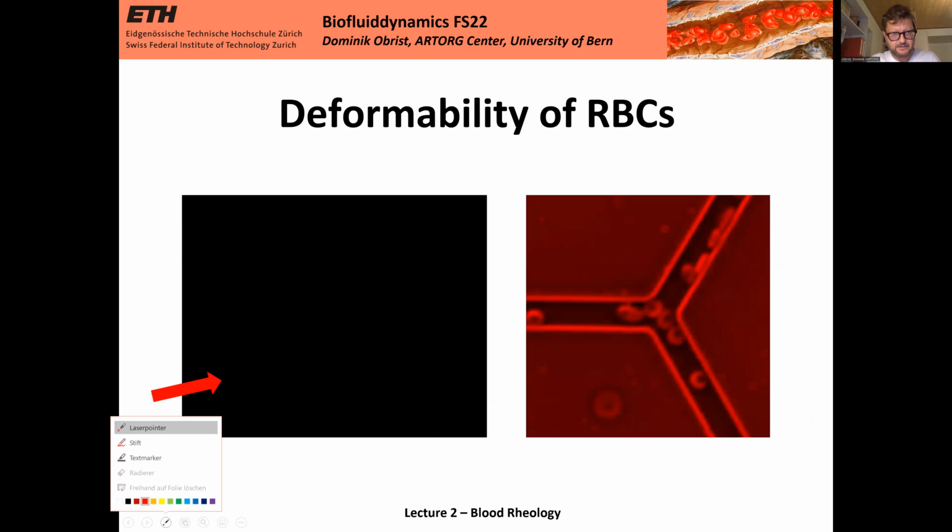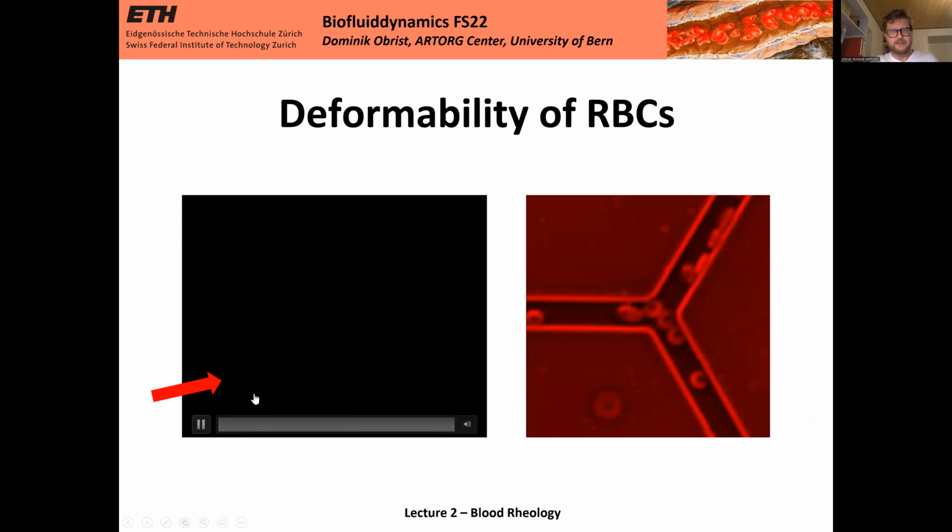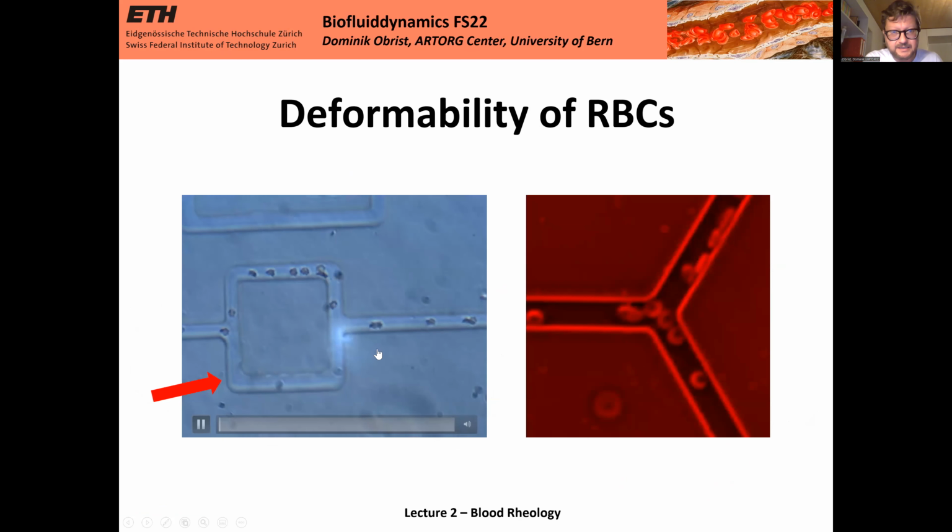Let's see. Turn this movie here. So what do we see here? This is an experiment we did in our group a few years ago. This is a microfluidic chip made out of PDMS, silicone, and it has tiny channels in it, rectangular channels, around 10 microns width. And you see red blood cells moving through it.